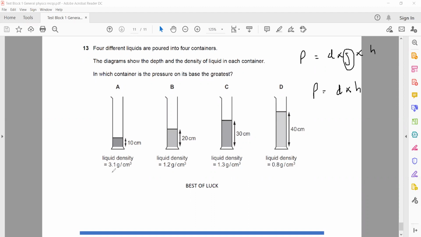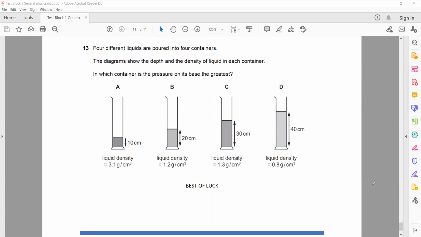So 3.1 multiplied by 10 will be 31. 1.2 multiplied by 20 is equal to 24. 1.3 multiplied by 30 is equal to 39. And 0.8 multiplied by 40 is equal to 32. So which one is giving the highest product of density and depth? C is giving the highest. That's why C is the correct answer.